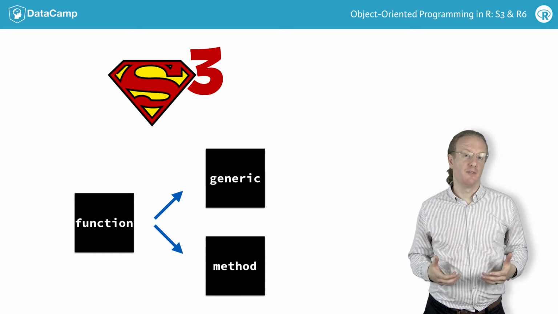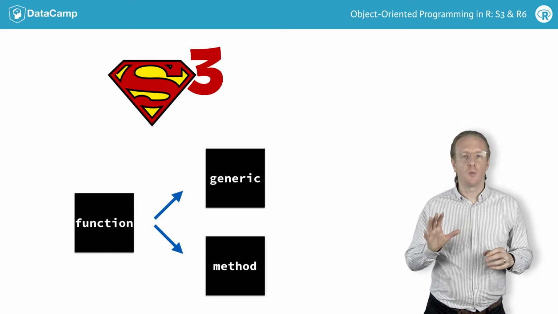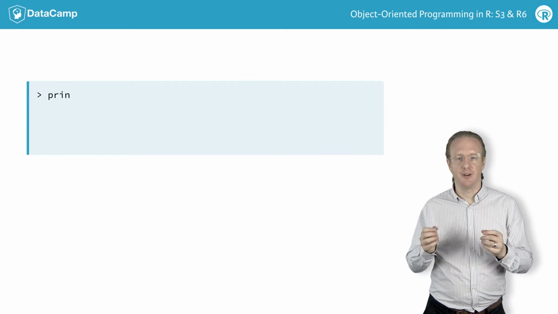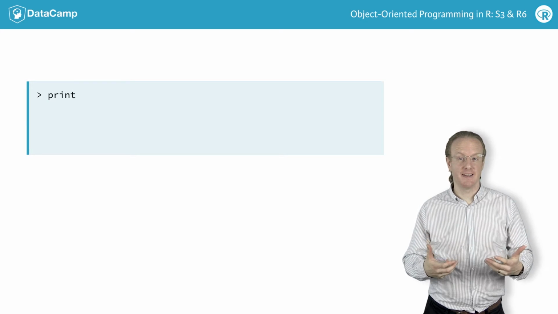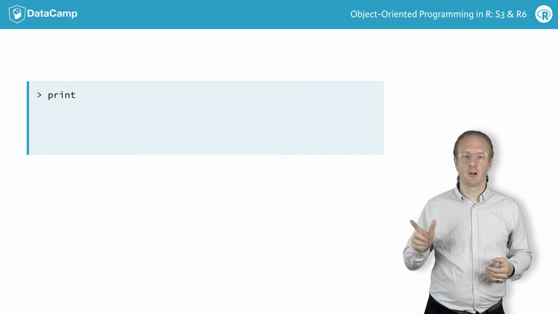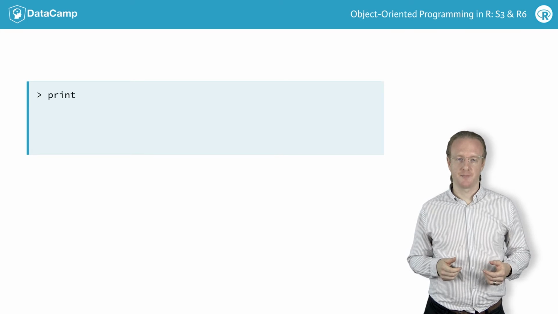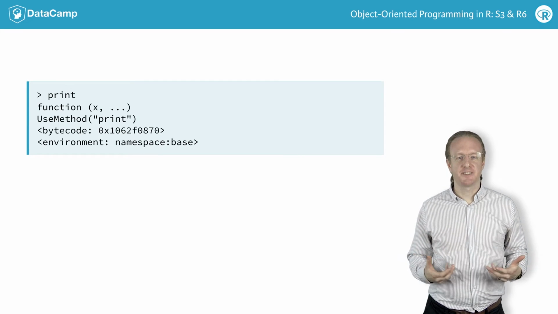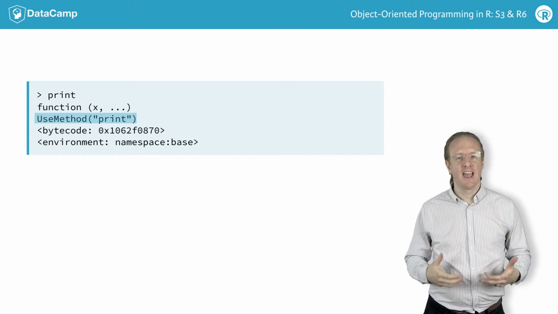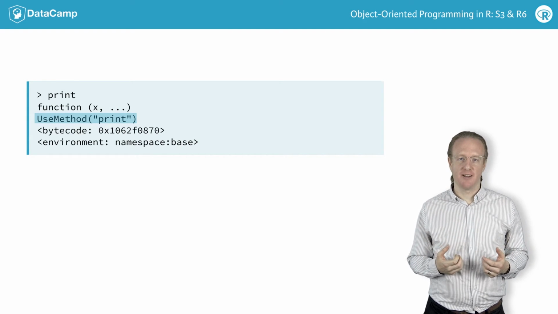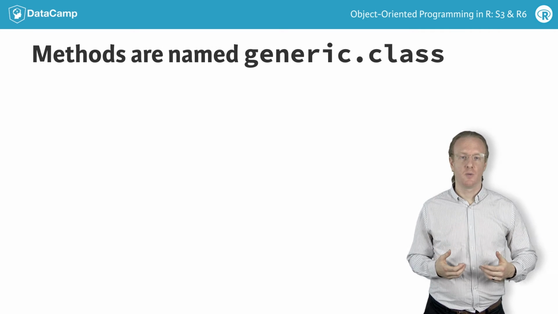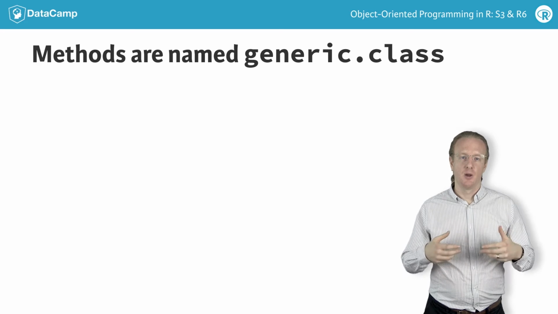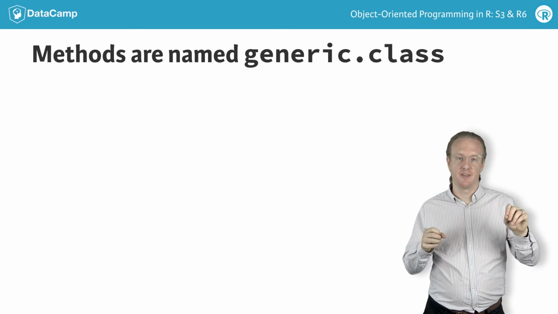Summary is an example of a generic, and another widely used generic function is print. The print function controls how variables are displayed in the console. Let's take a look at the code for the generic print function. As you can see, print is really simple. It's only one line long. This is typical for an S3 generic. All the function needs to do is call UseMethod with its own name. That is, print is passed to UseMethod as a string.